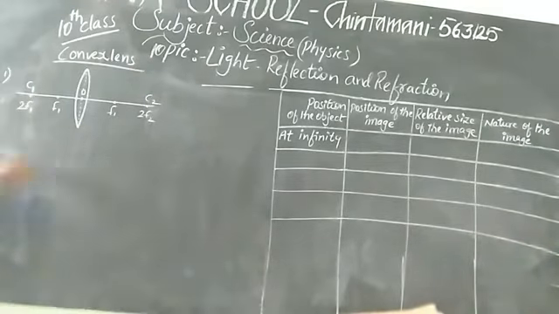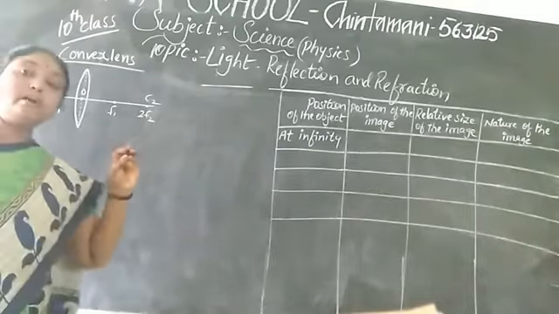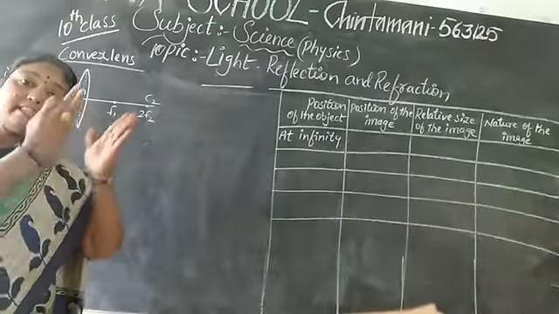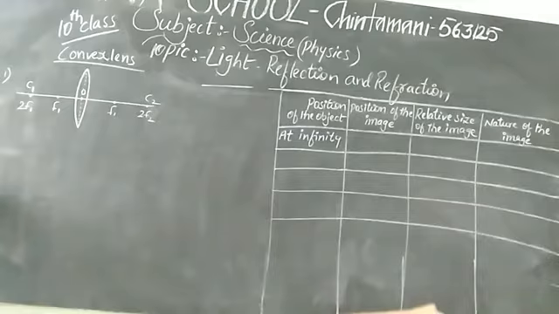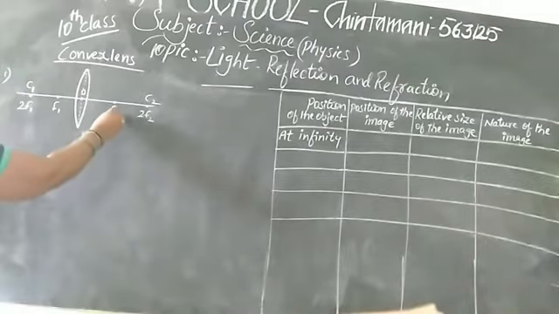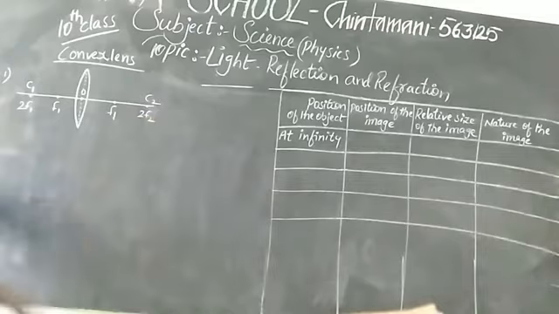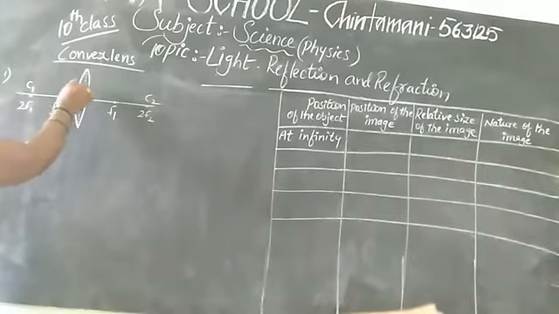Now I have taken the principal axis. So I have drawn the lens. Always the lens should not be thick. It should be very thin. Then only we can draw the ray diagrams very easily. Then F1 and F2, the foci. The centers of curvature, that is C1 and C2. This is the optical center, O.